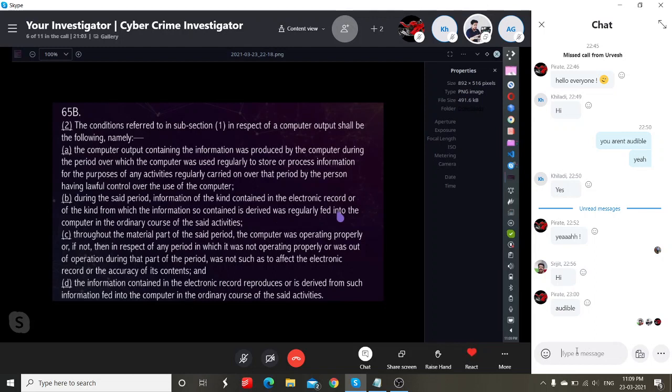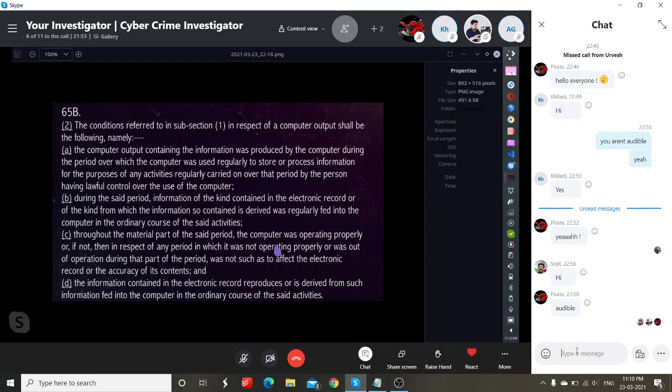What is the second condition? The information of the kind contained in an electronic record, or of the kind from which the information so contained is derived, was regularly fed into the computer in the ordinary course. So again, apart from the computer itself that is under consideration, and computer doesn't mean a laptop or a desktop over here. Computer means any electronic device. Mobile also is a computer only, right? You get the point I'm trying to say, right? So the second condition is in regards to the information inside the computer, that in the ordinary course, there should be a regular feeding of the information in the computer.